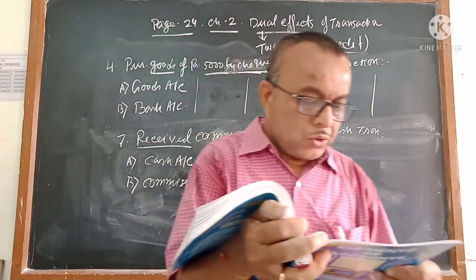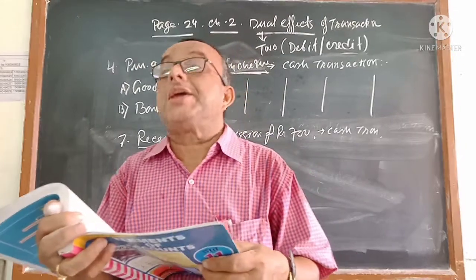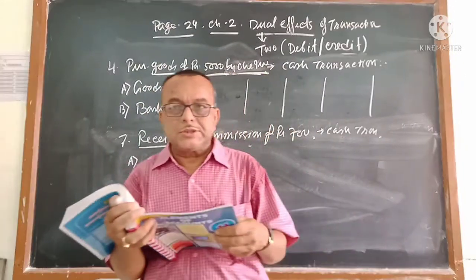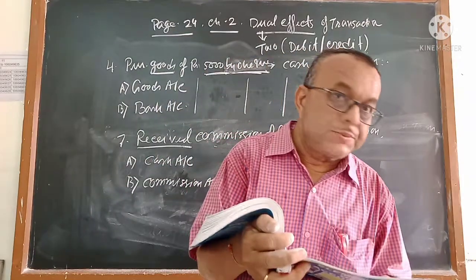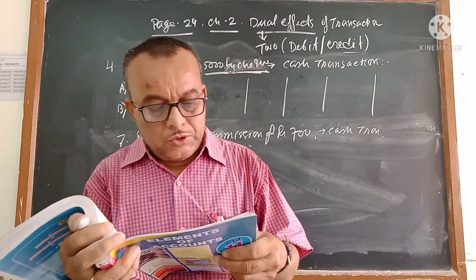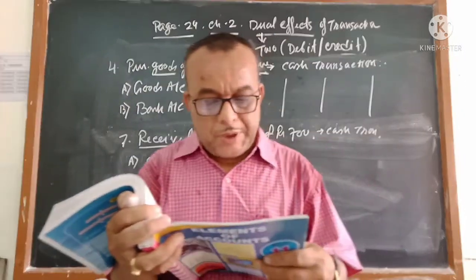Number 11, goods of rupees 5000 purchased for cash and payment is made by check. By check means cash transaction. And if it is a cash transaction, one is bank account, because by check is given, and the other is you purchased goods, so goods account. So one is goods account and the other is bank account.